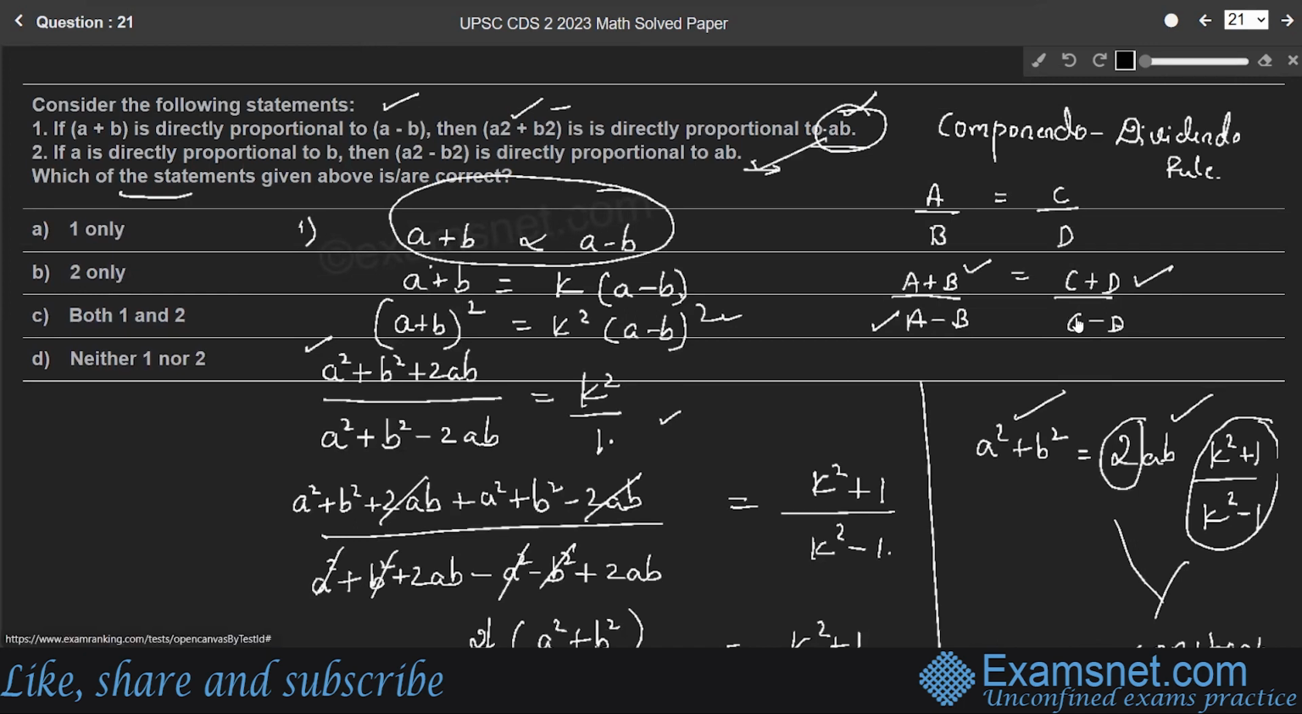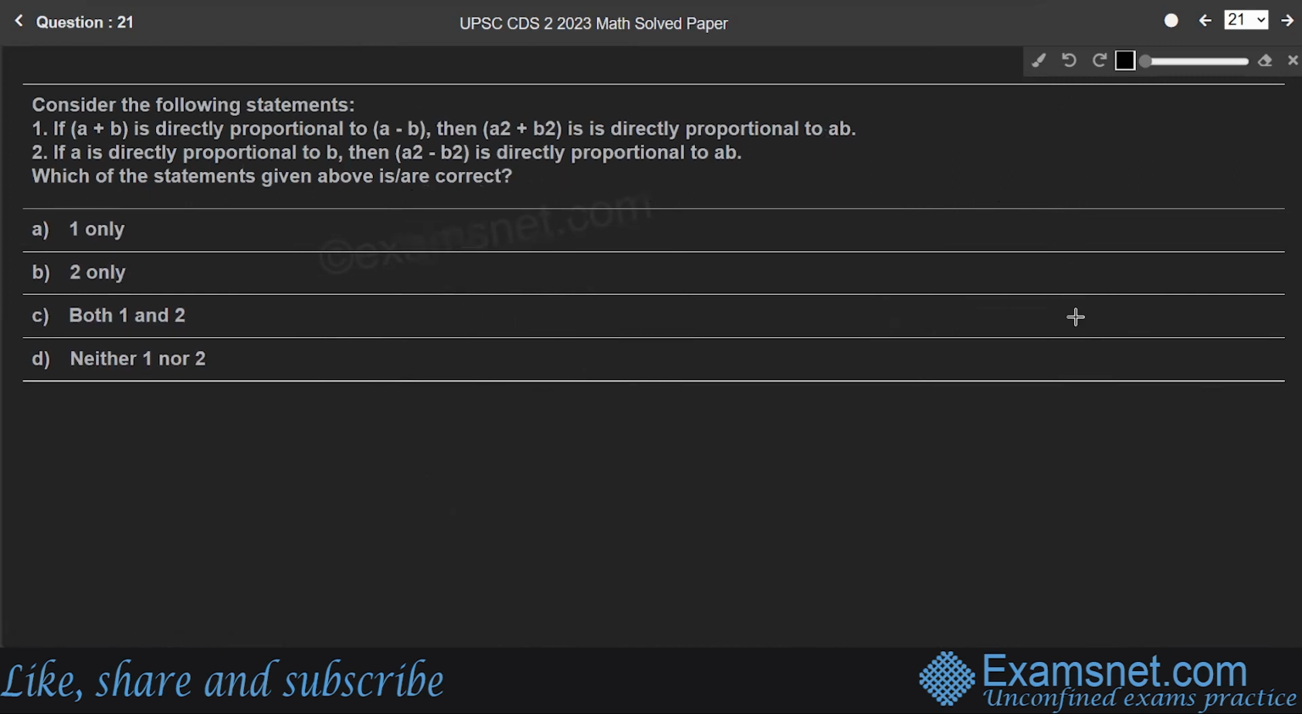We'll consider the second one. A is directly proportional to b. So we'll consider a is directly proportional to b. Then a square minus b square is proportional to ab. For that, we'll consider a is equal to a constant into b. To get a square minus b square, how to get that? For that, we'll consider A by B is equal to K by 1.